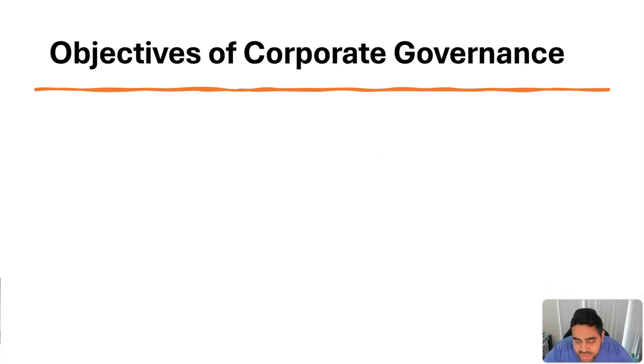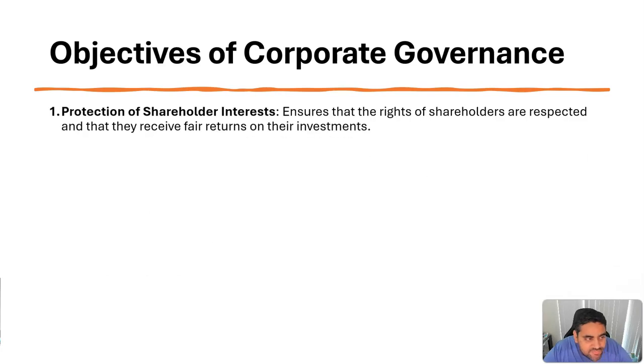Next is, what is the objective of corporate governance? The first one is to protect the shareholder interest. We all know that shareholders are actually the owners of the company. They are investing in your company. So you have to ensure that whatever the rights of the shareholders are, you are very fair. You have to be very transparent, as well as protect their interest. Whatever you are earning, you have to distribute among the shareholders.